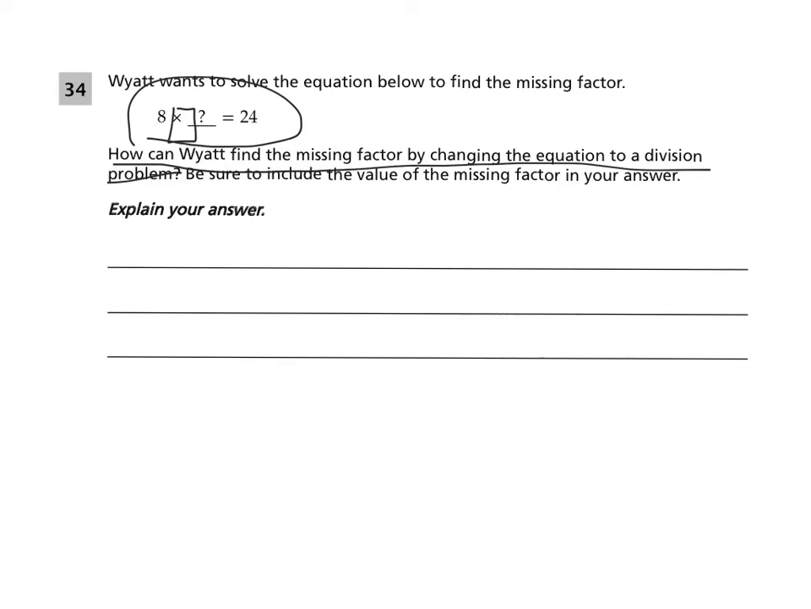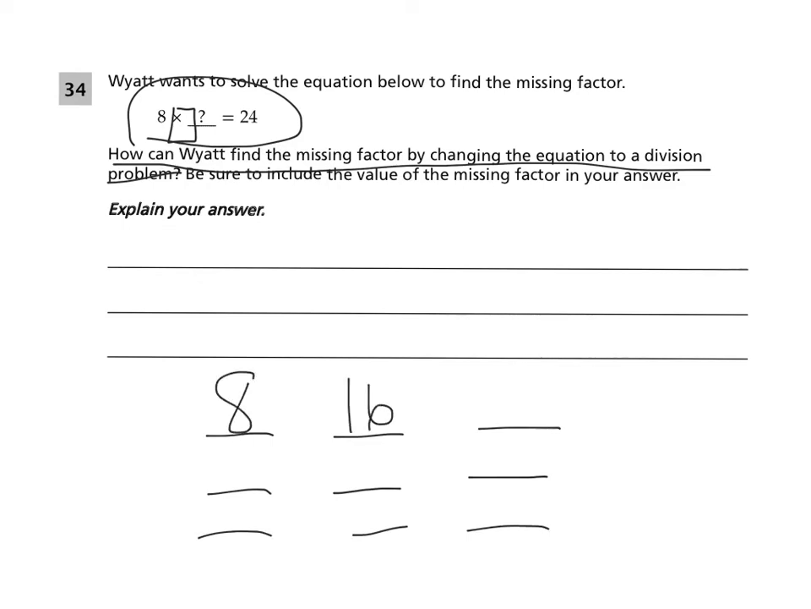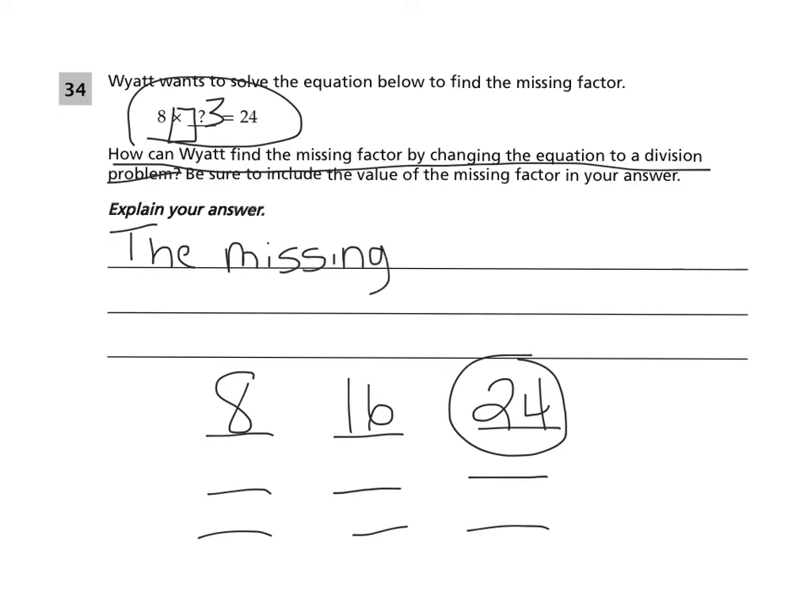A lot of you probably know this fact right off the bat. If you don't, you can always drop your 9 lines. You can count by 8s until we get to 24, and you see that 24 is on the 3rd line. So our missing factor is 3. So we can say that. And I apologize for my handwriting. I'm writing with my finger. The missing factor is 3. Okay, now how can we use division?